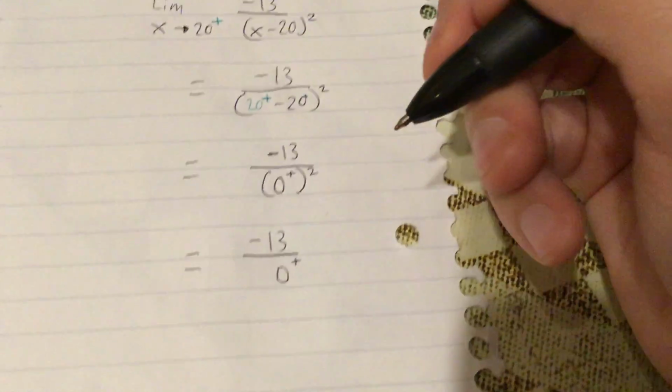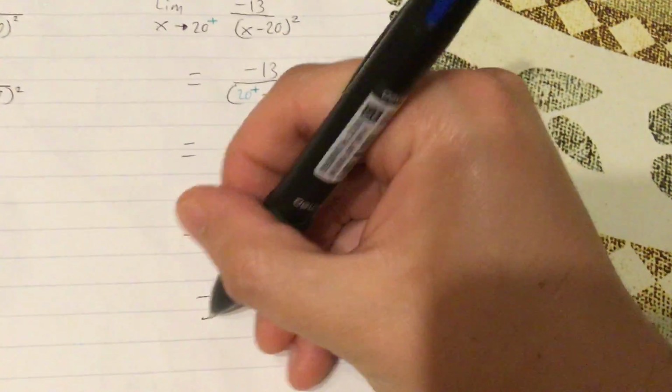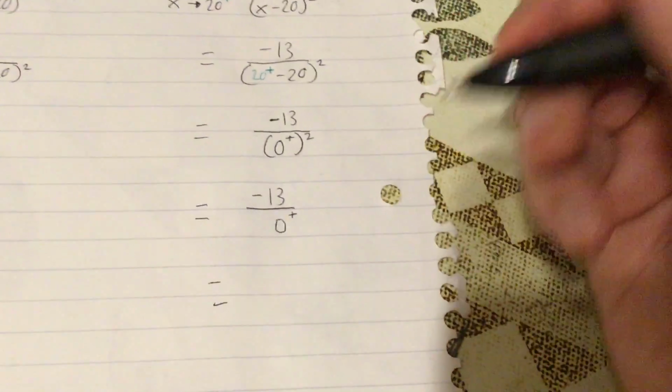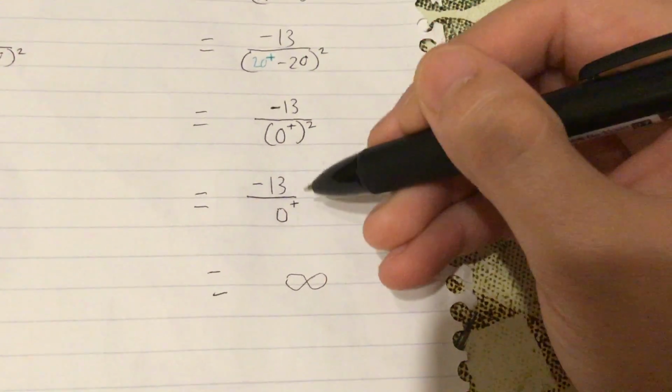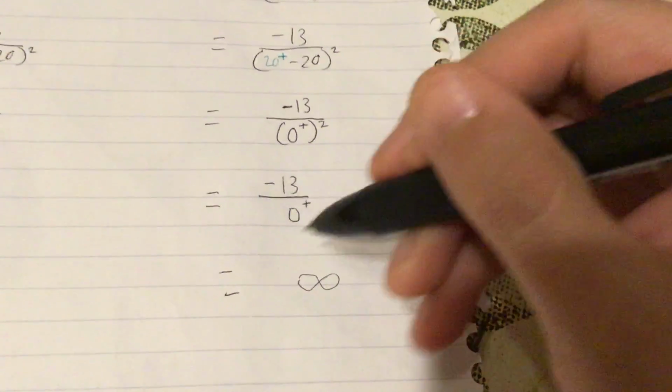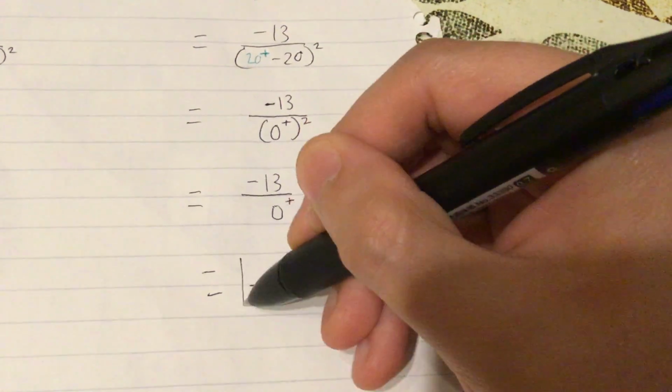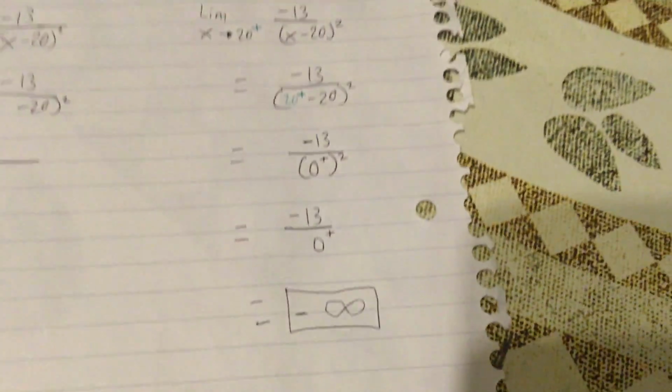Calculus is weird, isn't it? Well, negative 13 divided by 0 is some sort of infinity. But remember, we've got negative divided by positive, so that is going to be a negative infinity. Okay, the right-hand limit is negative infinity.